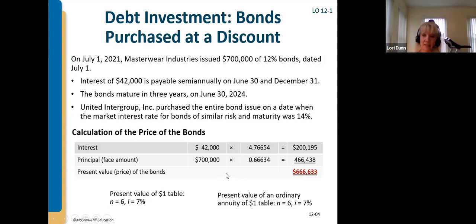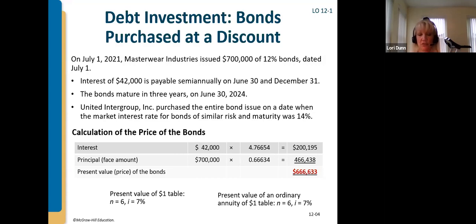Now, just like we did in the last chapter, we, on our side, can also calculate the selling price of the bond. Determine the interest, just like last chapter we looked at. We take the interest on the bond every 6 months for 3 years. So we'll receive 6 interest payments of $42,000. The market interest rate every 6 months would be 14% divided by 2. So to determine the present value, we use the market interest rate for the time period of interest, which would be 7%. So the present value of the interest, $200,195. We're using the ordinary annuity calculation, present value, N is 6, I is 7%.